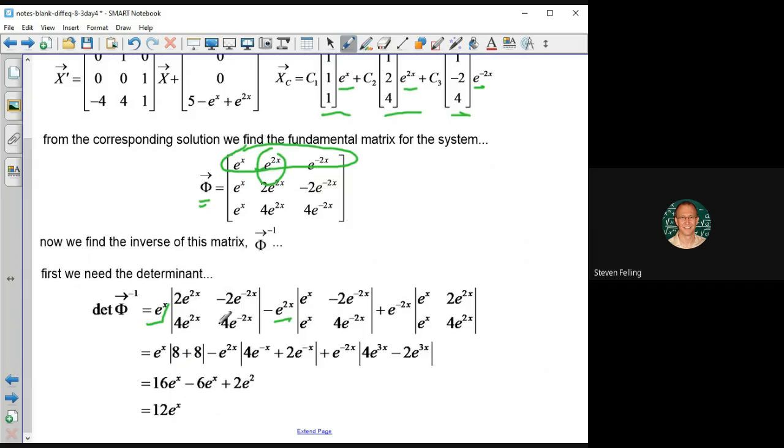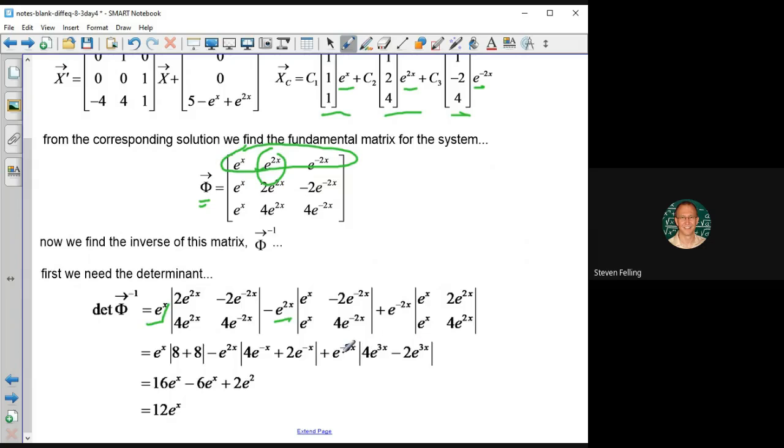2 times 4 is 8, but e to the 2x times e to the negative 2x, these cancel, e to the 0, which is 1. So this just ends up being 8 plus 8, which is 16. Over here, we have terms that are e to the x times e to the negative 2x, so that's going to be e to the negative x. And same thing here. And then when we get this one, we have terms that are e to the x times e to the 2x, so we have e to the 3x terms here.